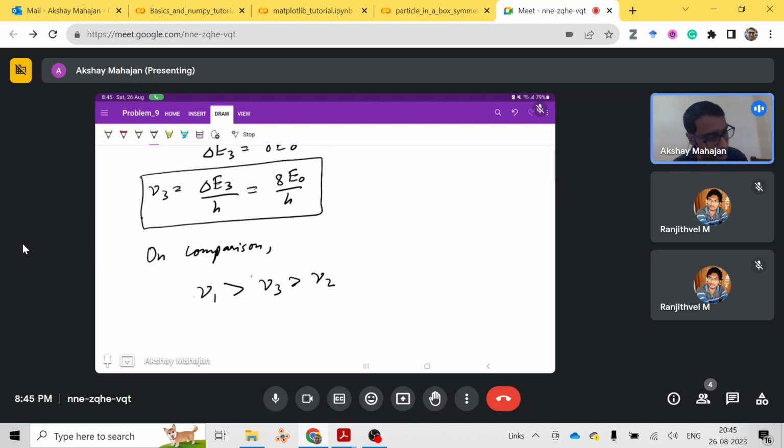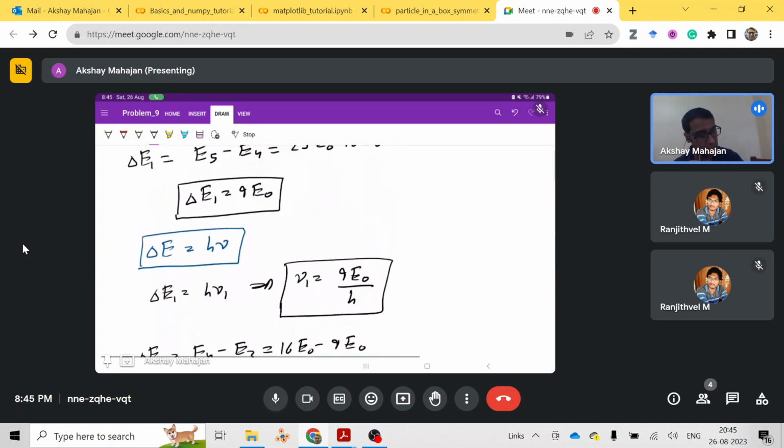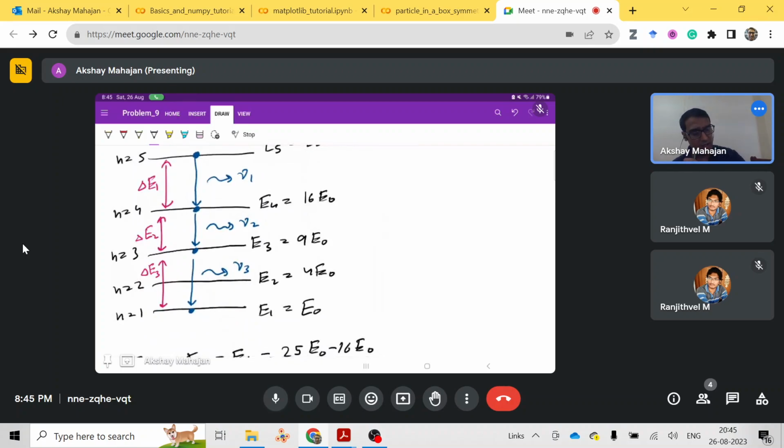So this is our comparison. The nu1 is the highest one, then we have nu3, and then we have nu2. So basically from this problem, this is the way you can solve these transition problems. When you go from this energy state, you just go through the problem.